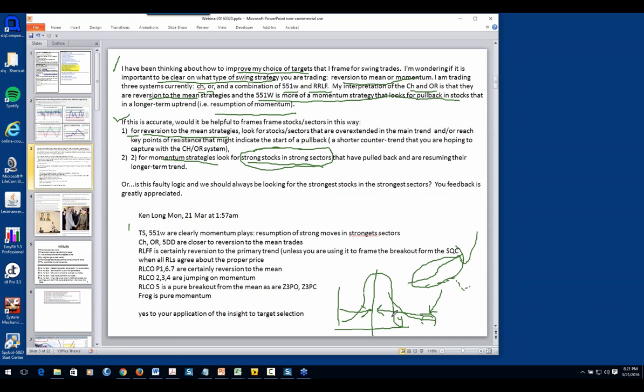Whereas in the reversion to the mean, you had this extreme move already and there's no more left. It's out of momentum and you're looking for that thing to revert back towards normal performance. So with that definition in mind, her application of what to be looking for is exactly correct.